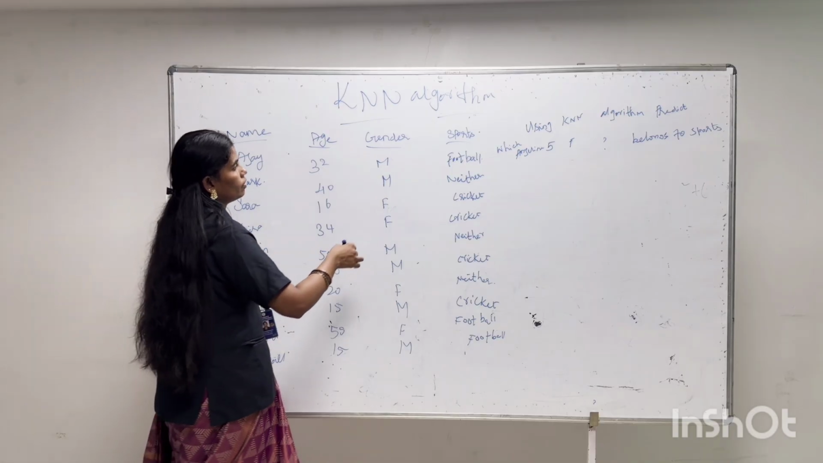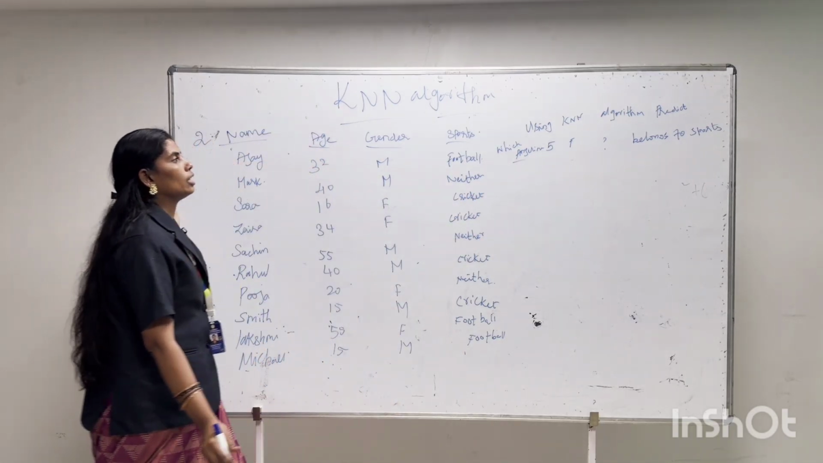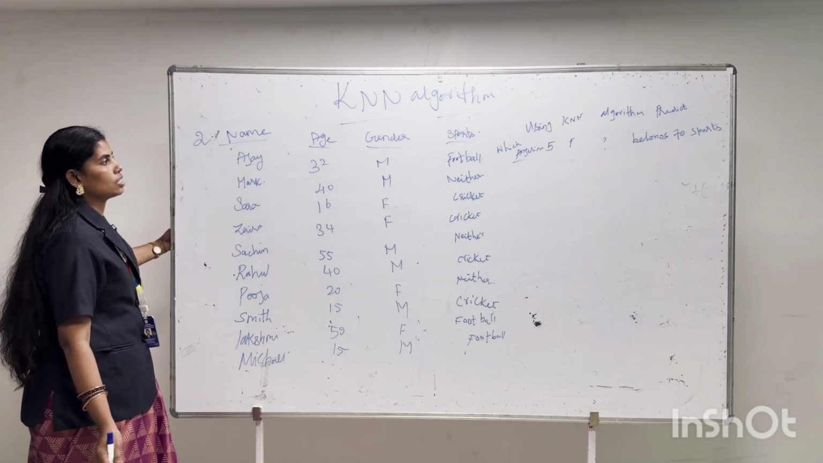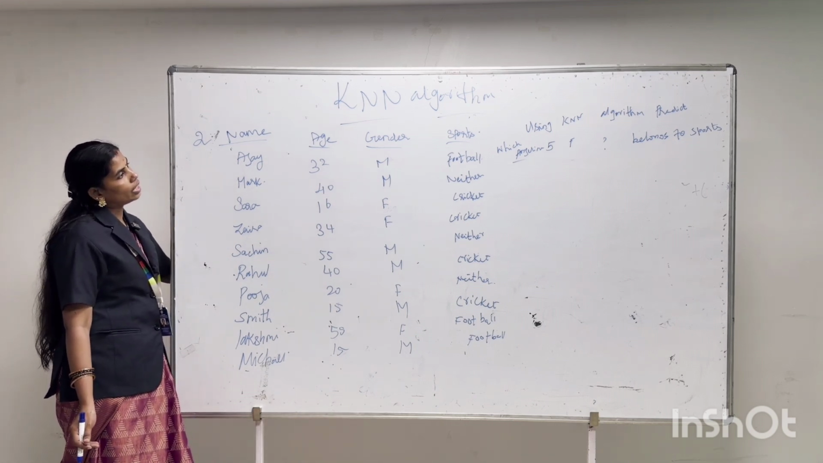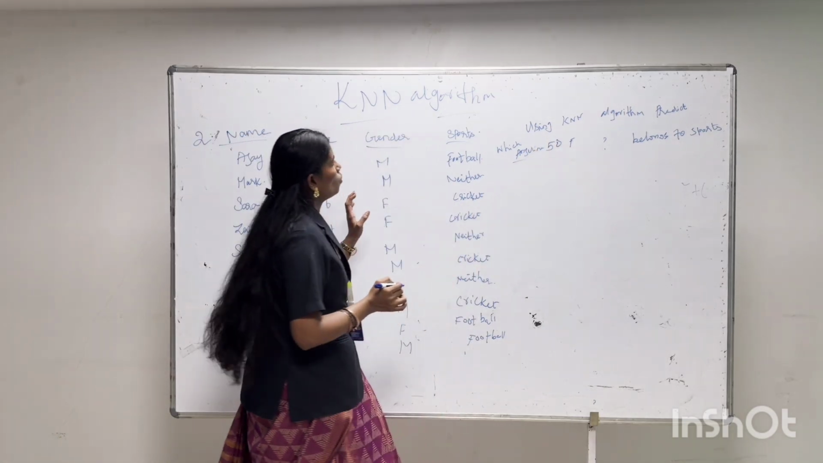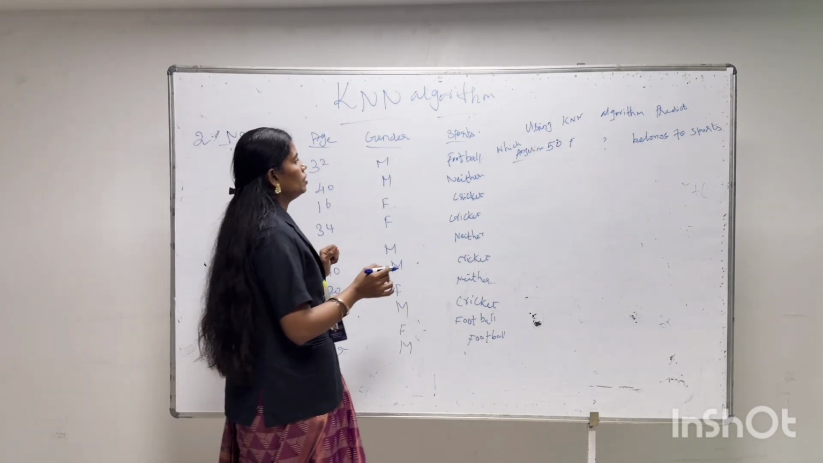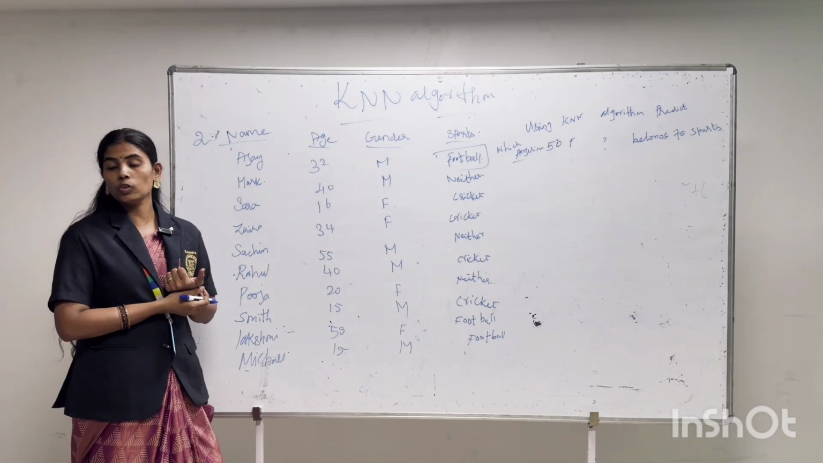The ages are already given. For Angelina we are going to find which class she belongs to. For Angelina, the name is Angelina, the age is 50, and the gender is female, and we are going to find which class of sport she belongs to.